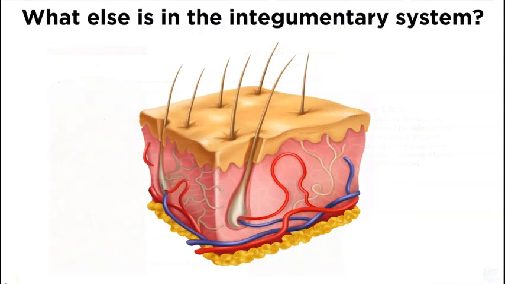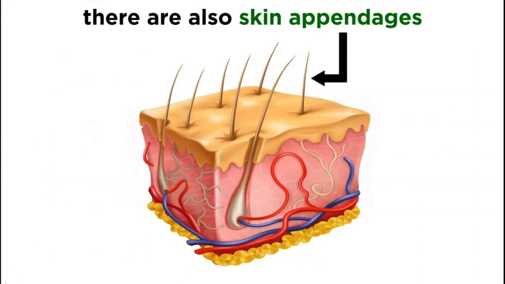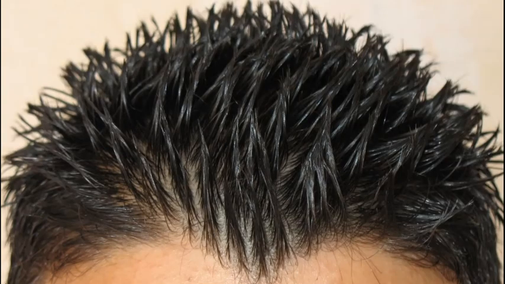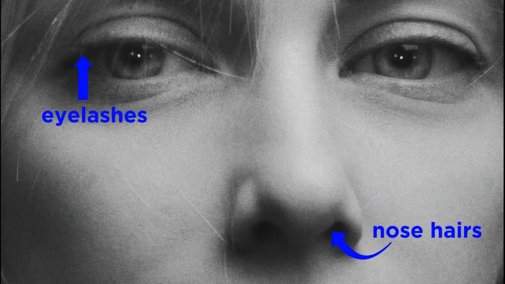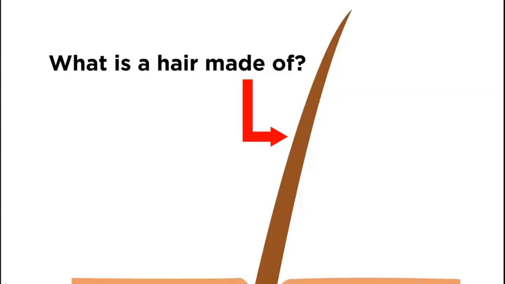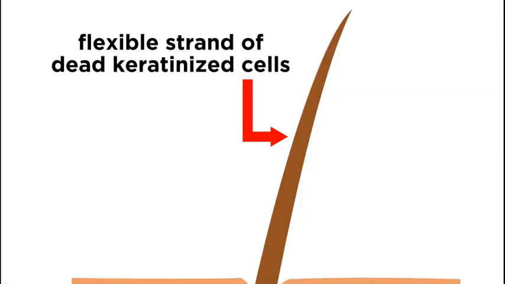Other components of the integumentary system are called skin appendages. First, there is hair. Of course, most of us have lots of hair on our heads, but there is also hair all over the body, including eyelashes and nose hairs, and these all have specific protective functions. So what is a hair made of exactly? As it turns out, a hair is a flexible strand made largely of dead keratinized cells.